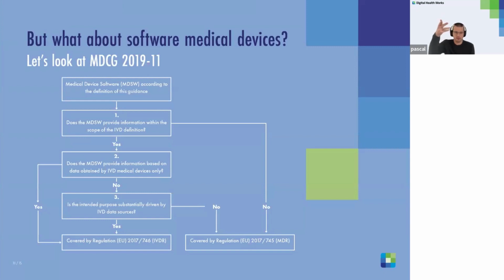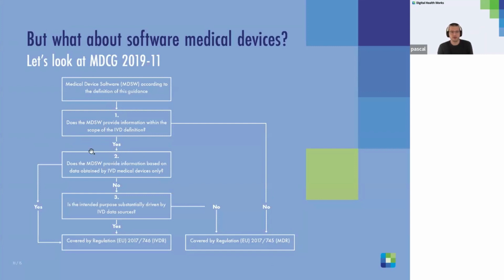Before that, you have already decided it is a medical device. That is what this first step says: medical device software according to the definition of this guidance, meaning this MDCG document. In a previous flowchart, you decided this is medical device software. Then in the first step, the question is: does the software provide information within the scope of the IVD definition? You go back a few slides, look at the definition, and if it does not fall into that, then it's clear that your device is an MDR device.